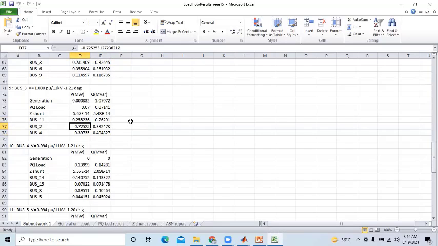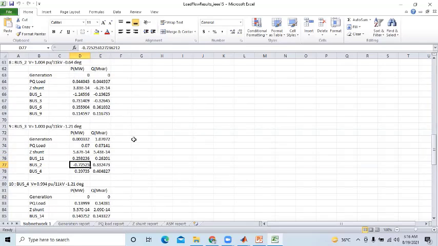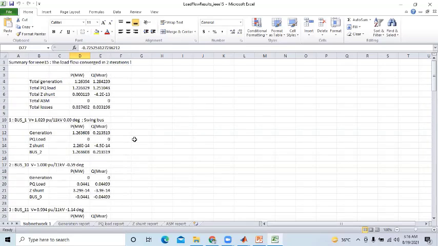Now look at this. This is the negative value, which defines that the power is not being supplied, but it absorbs the real power demand of 72.52 kilowatts. It is not delivering, but it is absorbing the real power. So in this way, we can do the complete load flow analysis for a given power system network, and this is an example for an IEEE 15 bus system.